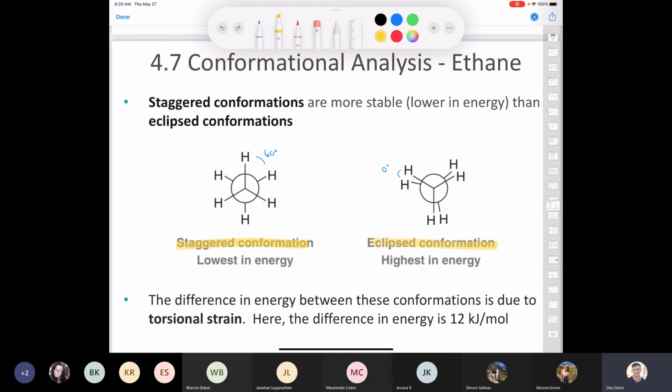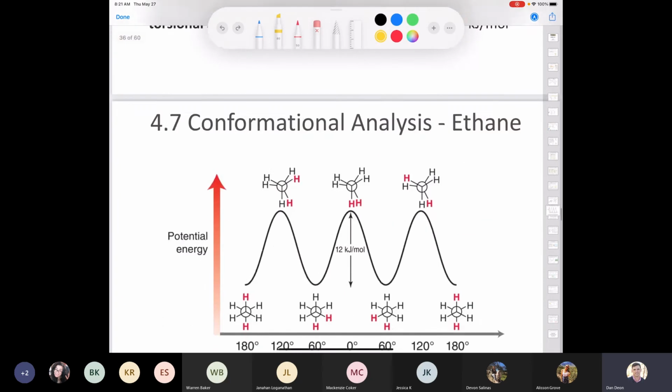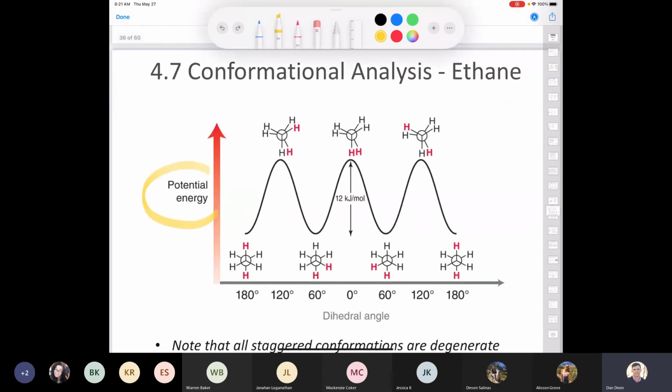In fact, if you read the textbook, he says something like, if you have a sample of ethane at room temperature, and ethane is just a gas at room temperature, a very small molecule, then 99% of the molecules are in the staggered conformation. Why? Because they're so much lower in energy. And so if we look at a plot of potential energy on this y-axis versus the dihedral angle.